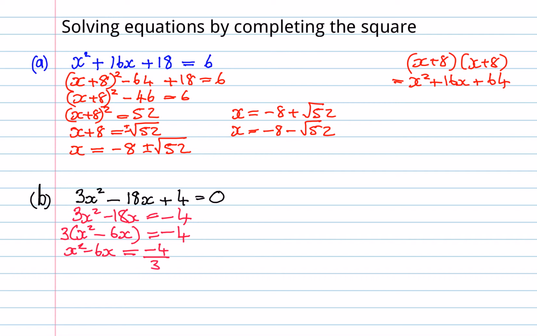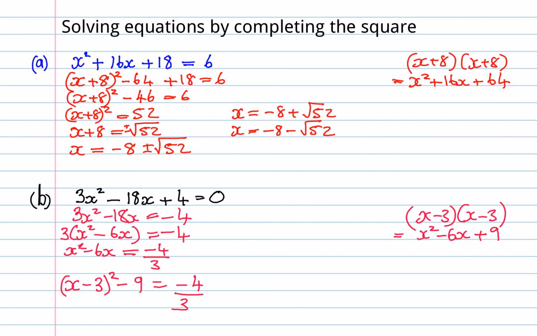Now we can complete the square for the x squared minus 6x. Gives us x minus 3 all squared. Now x minus 3 times x minus 3 we know equals x squared minus 6x plus 9. Now as you see here, x squared minus 6x plus 9 is very close to this, except we have a plus 9. So what we must do here is to subtract 9. And that is equal to negative 4 over 3.